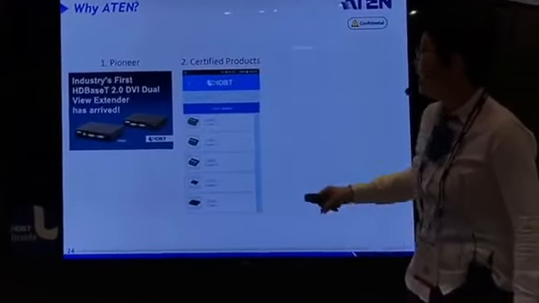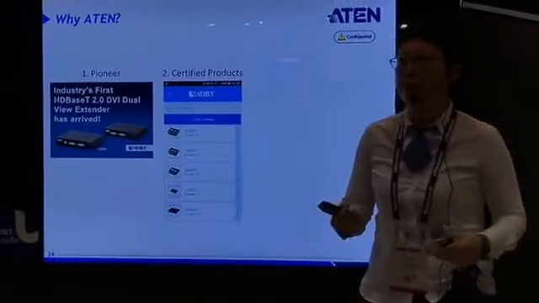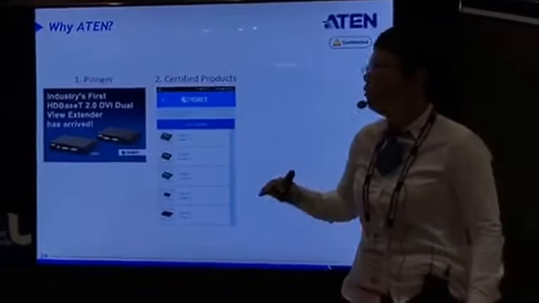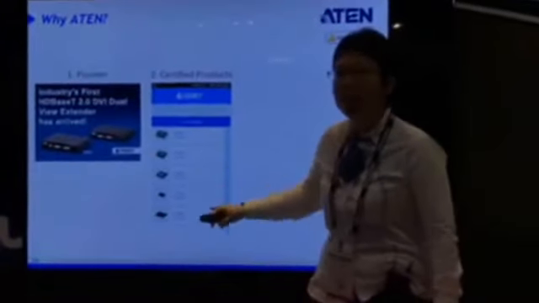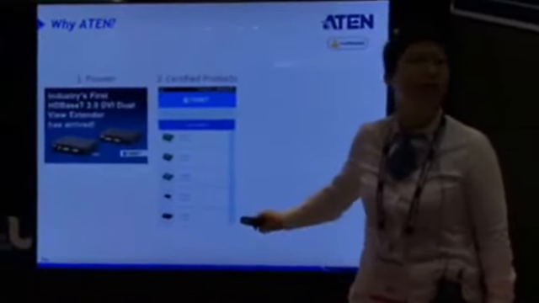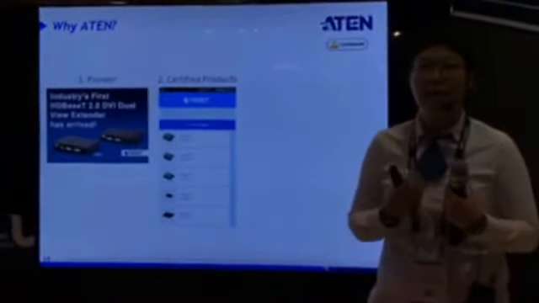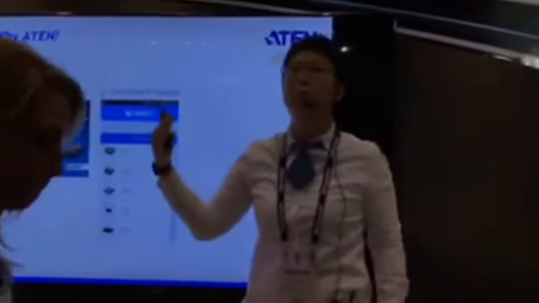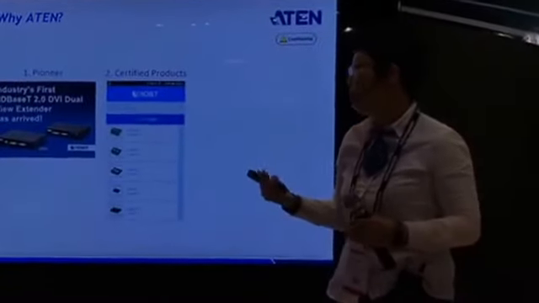The second one is our products are certified. I don't know if you are using the HDBaseT app, but if you go to the app and look for ATEN, you will see a list of the products that are certified. What does certified mean? That means we, ATEN, send our products and documentation to the HDBaseT Alliance, and they do the testing, to make sure that there's no compatibility issue and no interoperability issue.